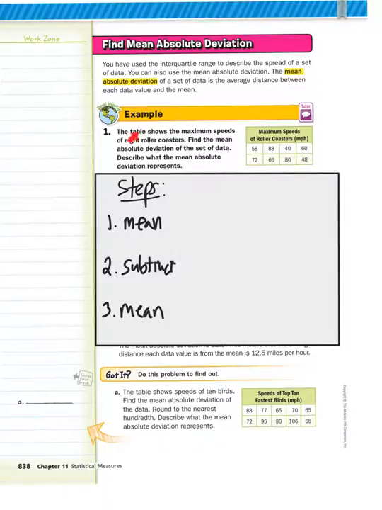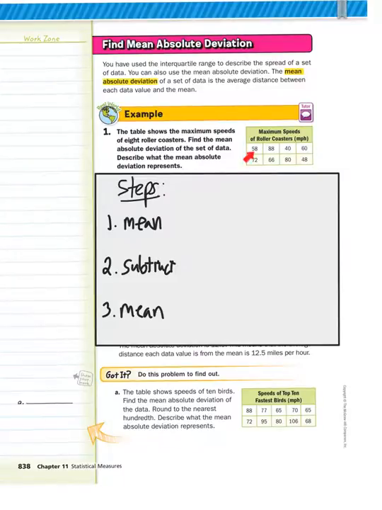So this says the table shows the maximum speeds of 8 roller coasters. Find the mean absolute deviation of the set of data. Describe what the mean absolute deviation represents. All right, we'll talk about describing in a second. So first off, I have the steps, and I'm going to show you, you don't have to do this on the calculator, just kind of go along with me.